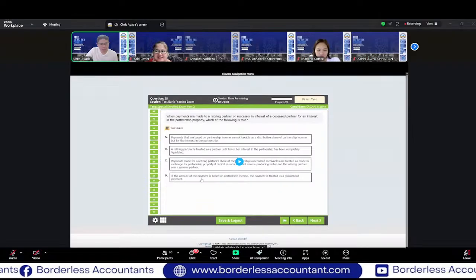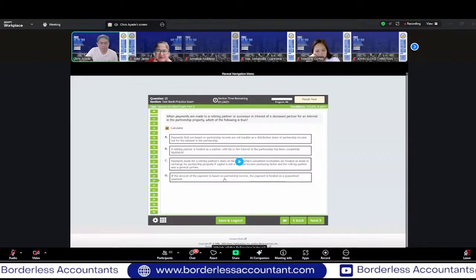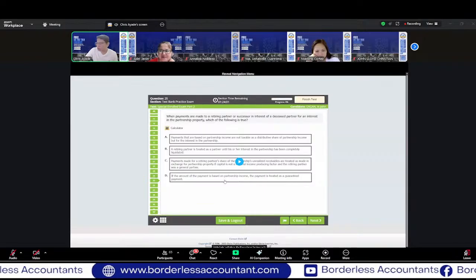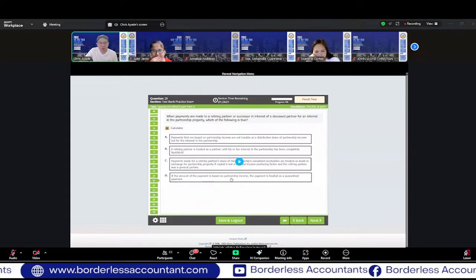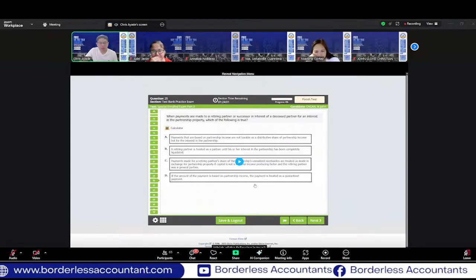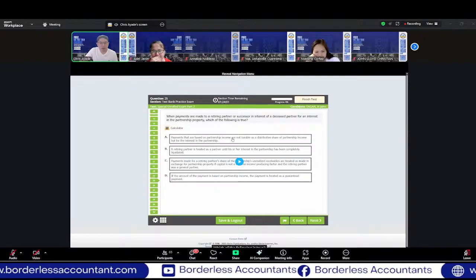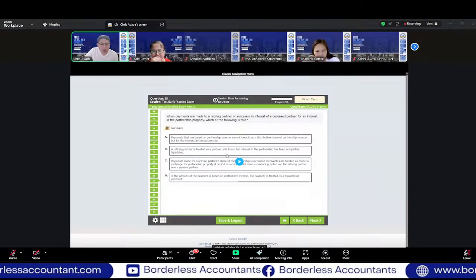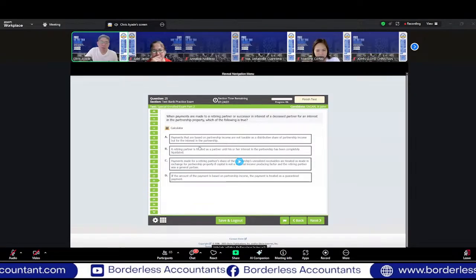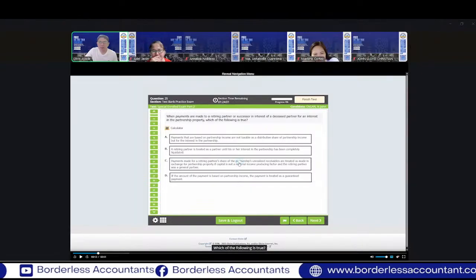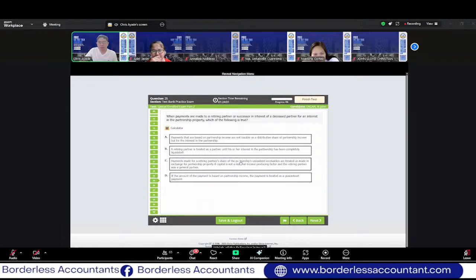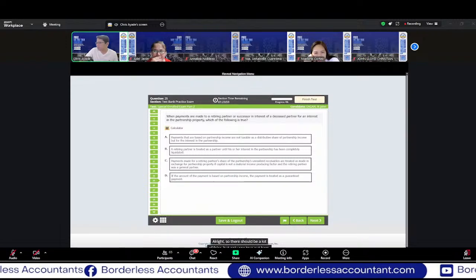If the amount of payment is based on partnership income, I don't think this is true. Letter D, I don't think letter D is true. Right? Partnership income is distribution, right? So I'm not sure. Maybe B is true. I don't understand the first A and C, honestly. But let's hear it from JT. All right, so there should be a lot of false, but only one true out here.